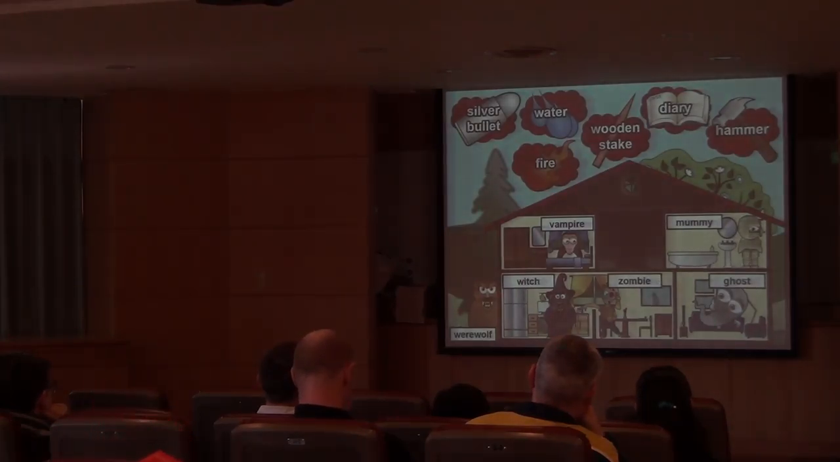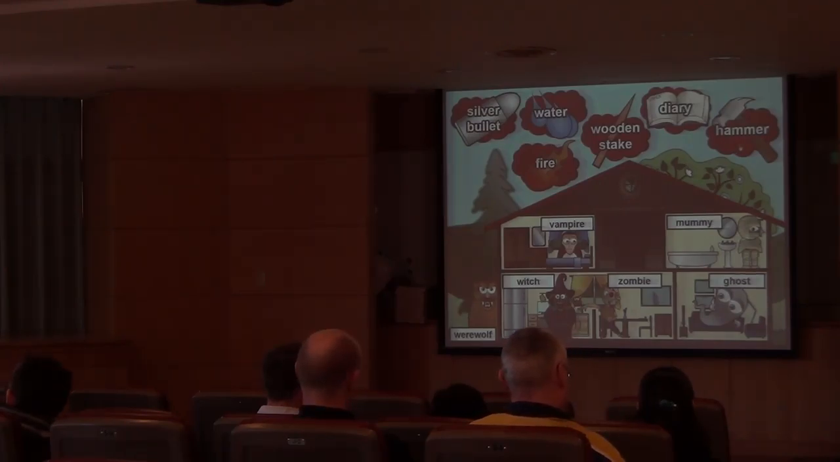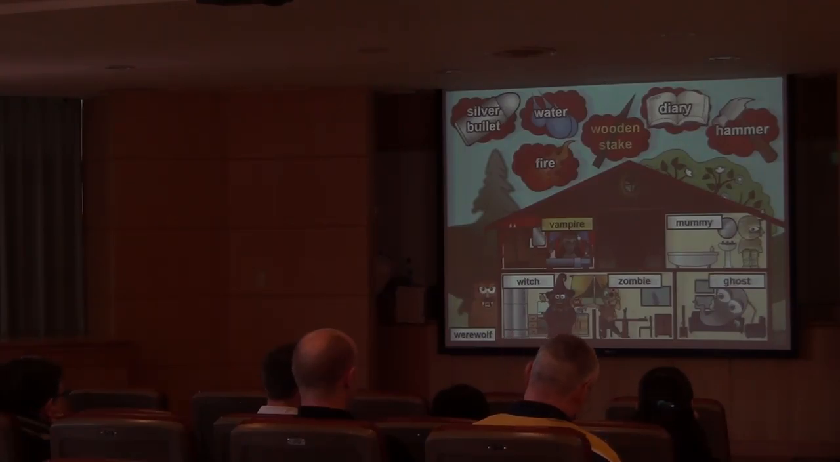So then you turn to the back of your worksheet, which has this on it. So you have all the monsters and where they are. They write it down. Then you talk about how to kill the monsters. So how do you kill a vampire? Garlic, but there's no garlic here. Silver bullet, fire, water, wooden stick, diary, hammer. What are we killing? Vampire.